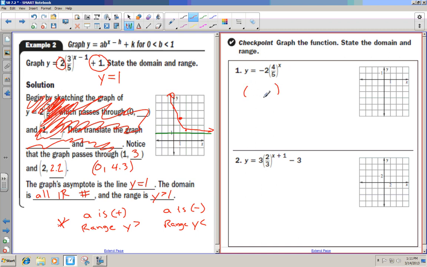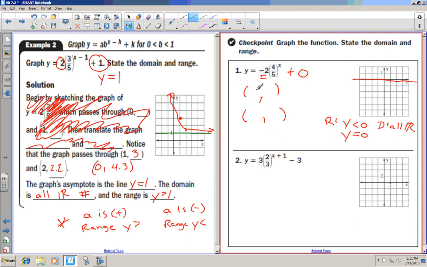All you need to do is plot a couple points. All right. Sketch it into your graph. Know that the asymptote is plus 0 here, so it's y equals 0. Here's your asymptote. Notice that it's negative, so it's going to be y less than 0 for the range, and the domain is all reals. So go ahead, plot this into the calculator.